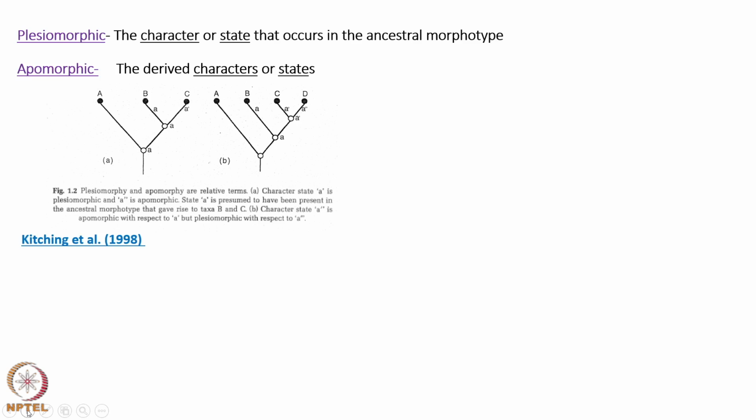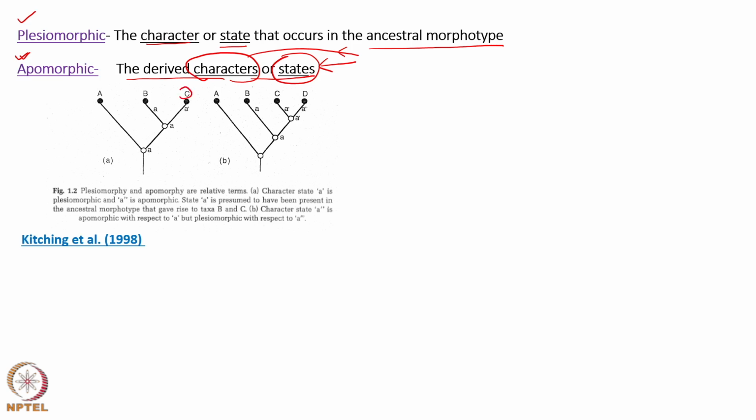We have to understand two terms, plesiomorphic and apomorphic. Plesiomorphic means the character or state that occurs in the ancestral morphotype, and apomorphic means the derived characters or states. These states or characters can be the physical feature or the behavioral pattern of the different taxa.